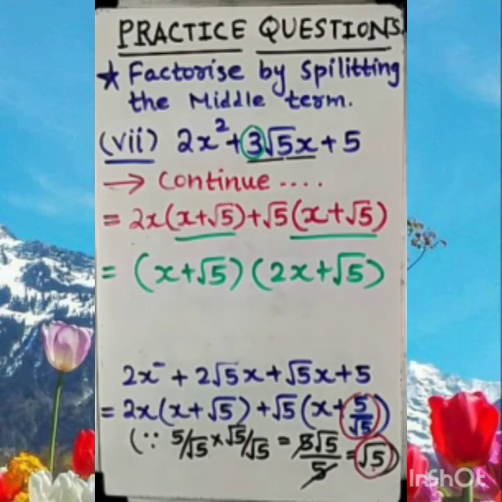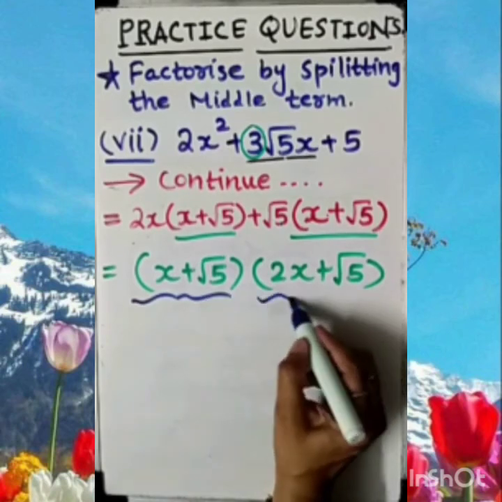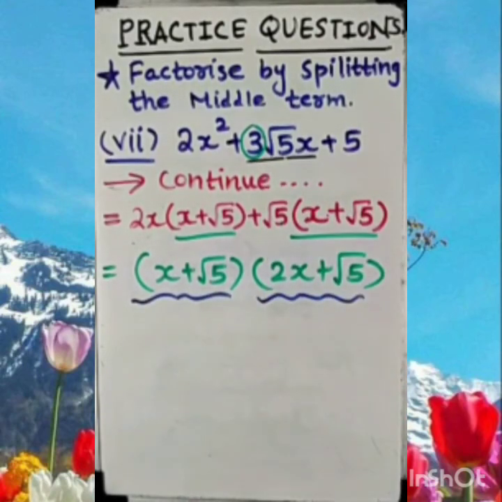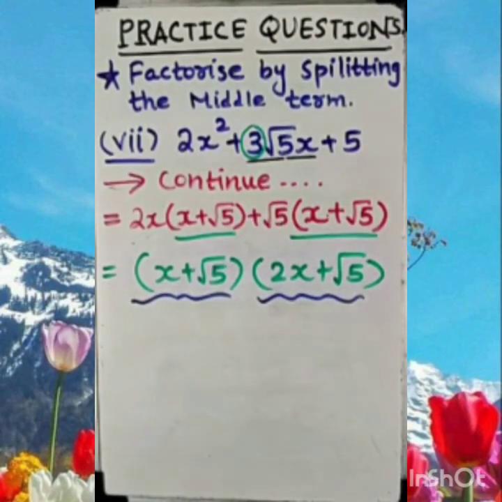So my dear student, these are the two factors of the given polynomial, right? These two are the two factors of the given polynomial. This is the solution: x plus root 5 and 2x plus root 5. I hope it's clear to you. So this type of question is quite important for understanding splitting the middle term along with the irrational number as a middle term. So I hope it's quite clear to you.